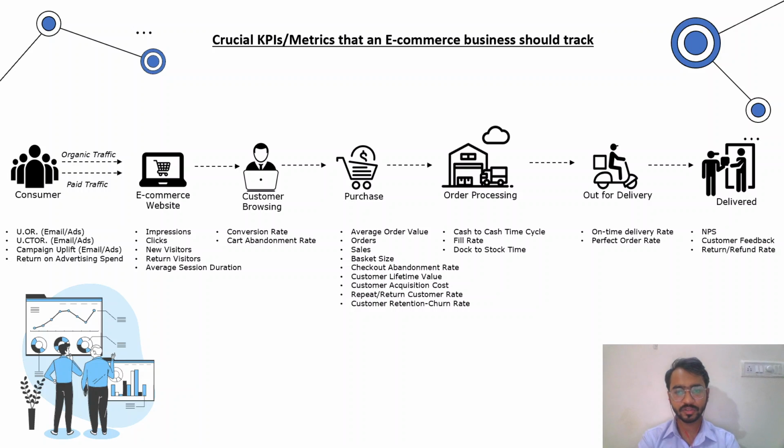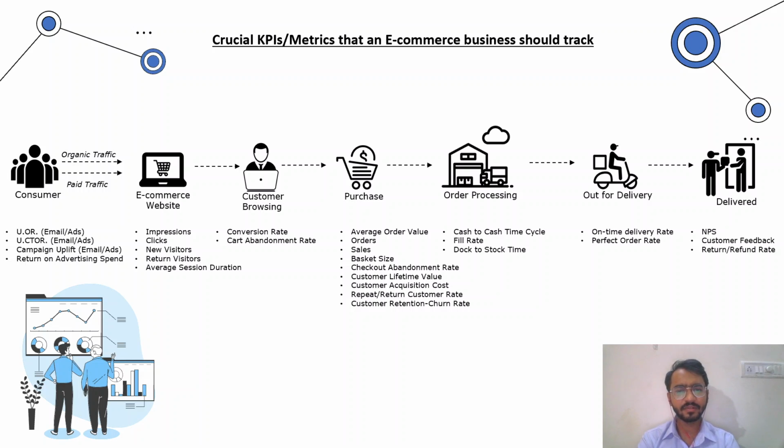Then we have customer acquisition cost, also known as CAC. This is the amount we spend to acquire a new customer. That is our customer acquisition cost. Then we have repeat or return customer rate. Let's say in the month of June we have 100 customers coming in, and out of these 100, how many again come to make a purchase. So we'll be able to calculate our repeat or return customer rate for the month of June.